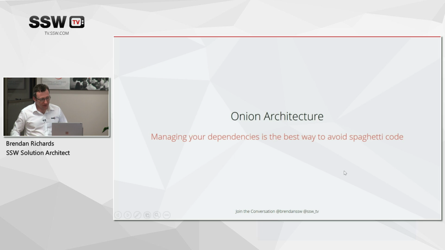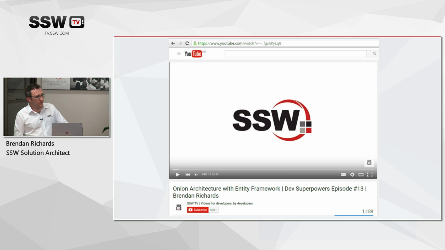So the final thing I'm going to talk about is onion architecture. The reason we like onion architecture is it's all about managing your dependencies. Managing your dependencies is the best way to avoid writing spaghetti code. I've already done a very long talk on this. It's available on YouTube, so please go and look that up.